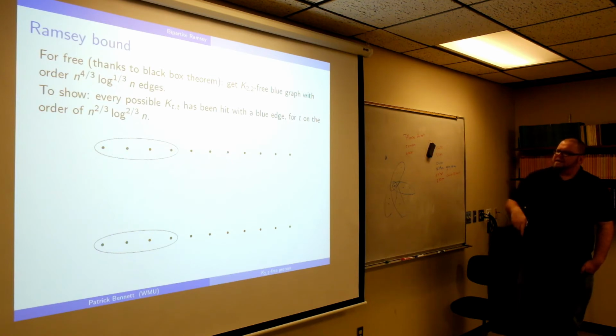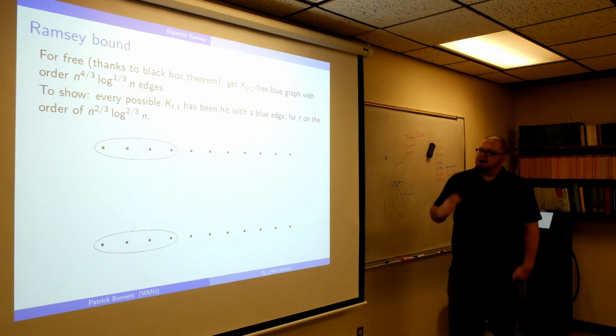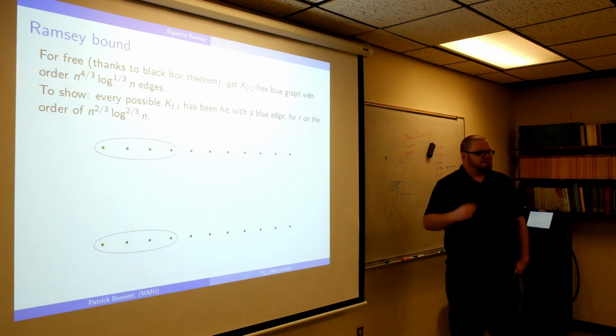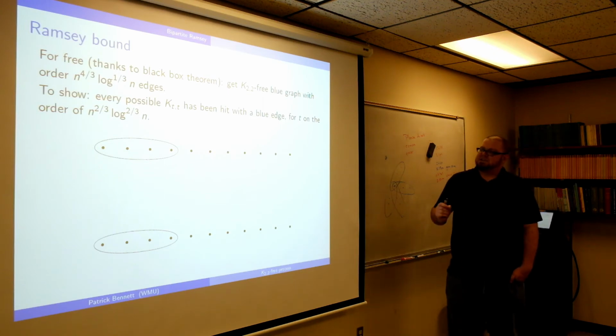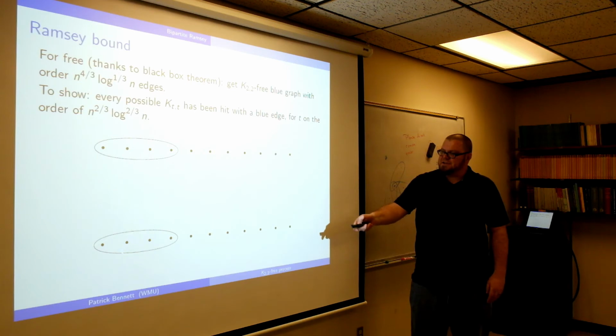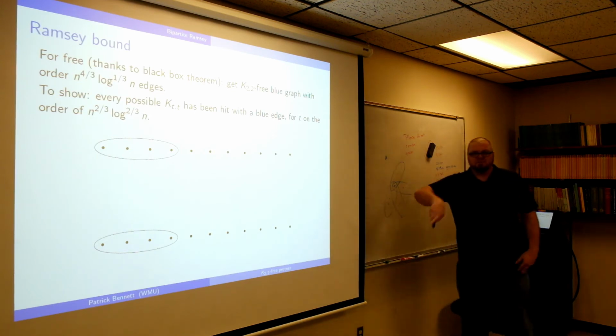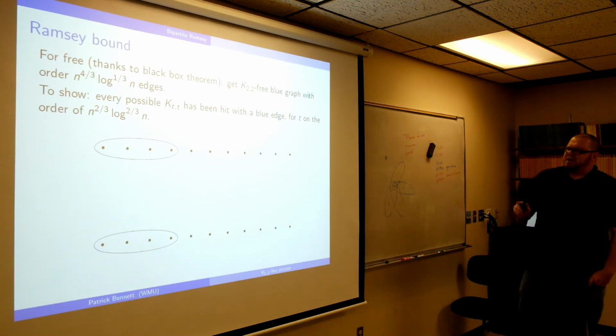And so our strategy is to show that every possible K_{t,t} has been hit with a blue edge by the time we have this many edges total. There does not exist a set of t vertices on the top and a set of t vertices on the bottom without a blue edge in it. That's what we're going to show. And that starts to get hard.